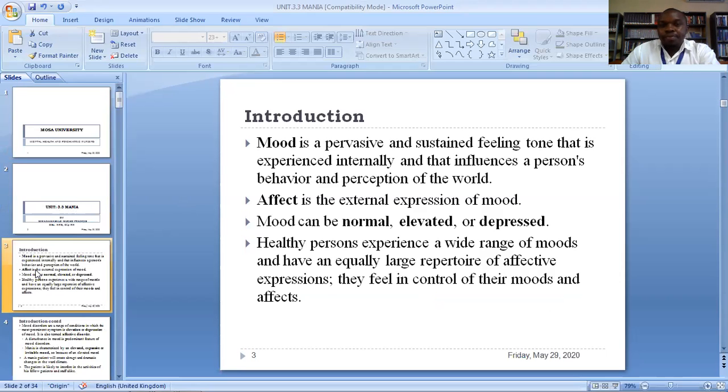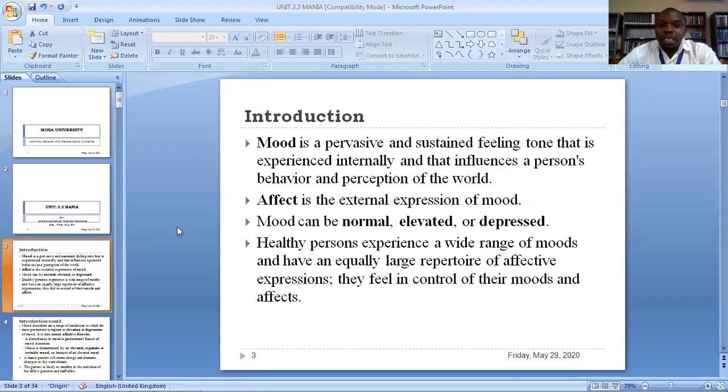Now, before we go into details, we are looking at affective disorders or mood disorders. One of them is mania, another one is depression, and some bipolars. Before we look into these conditions in detail, I would love us to understand two main terminologies. There is the word mood. There is also another word, affect. Now, let's look at the introduction.